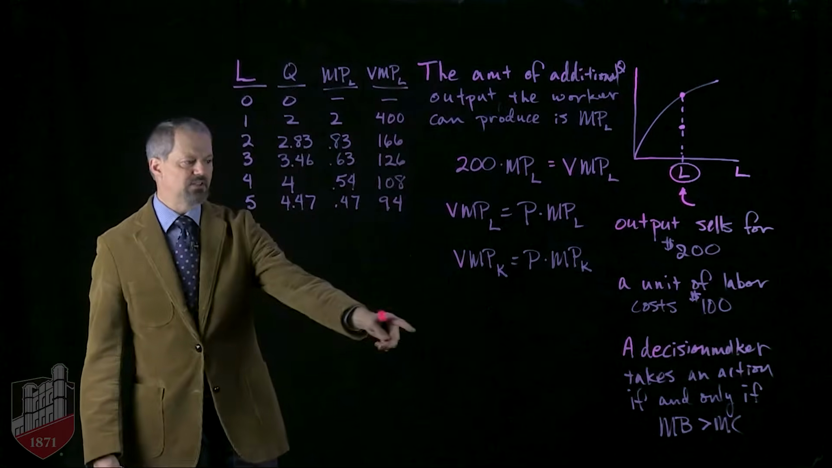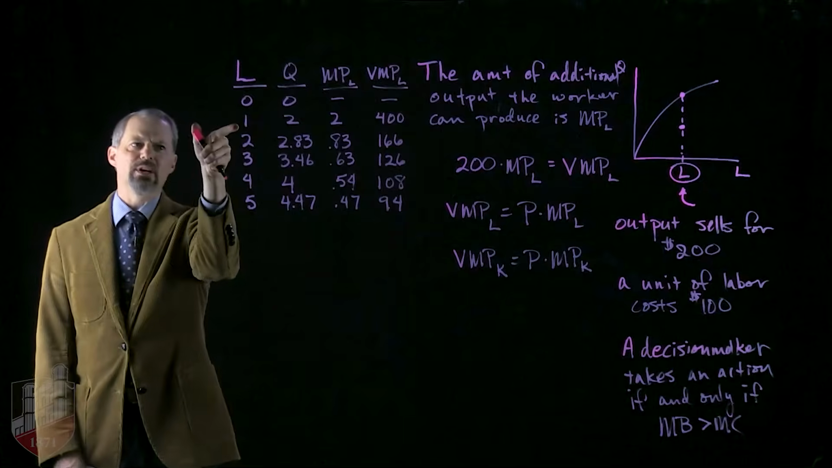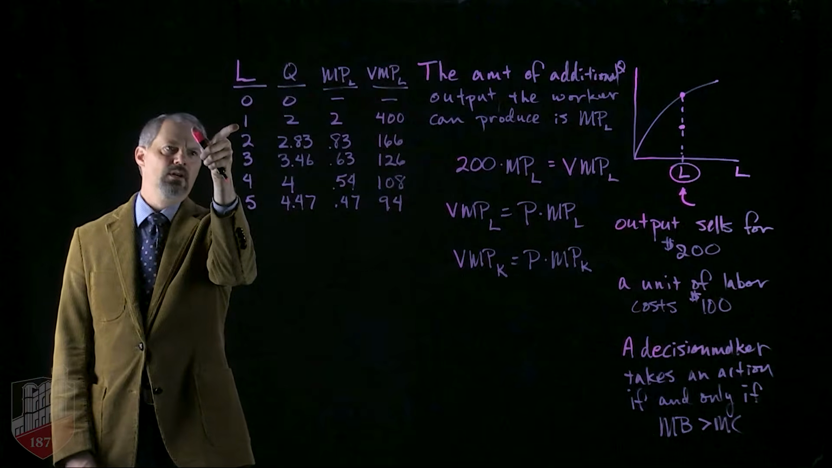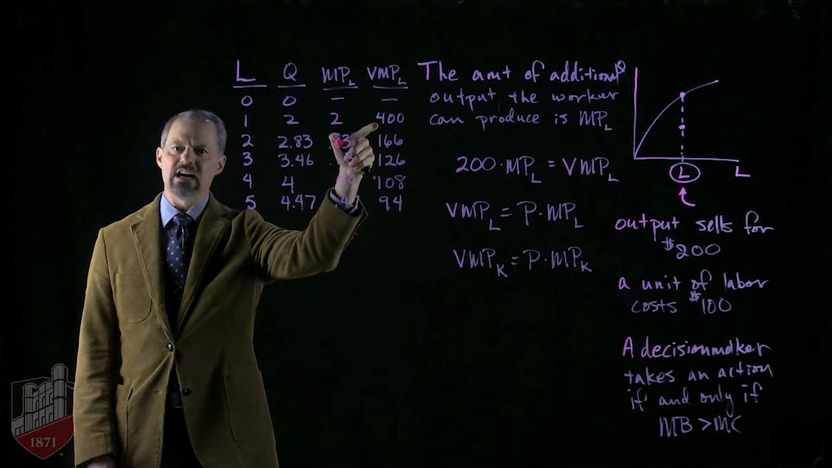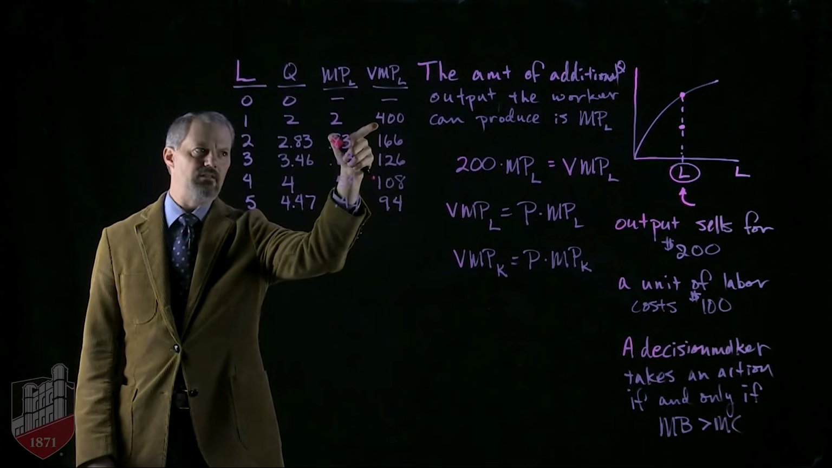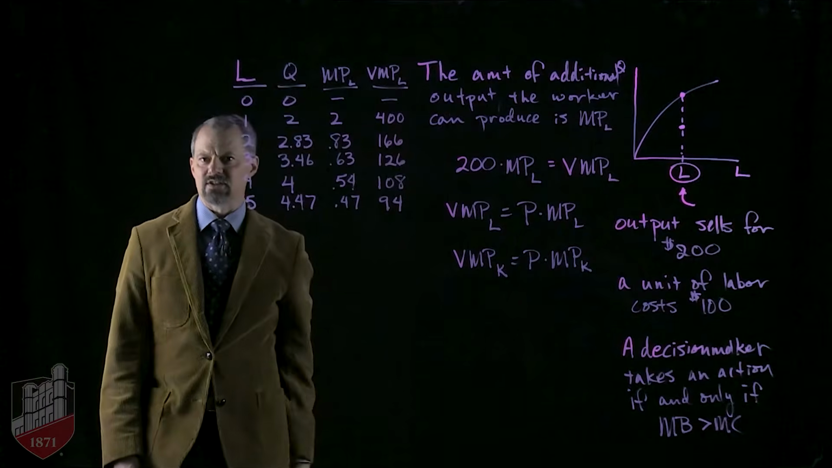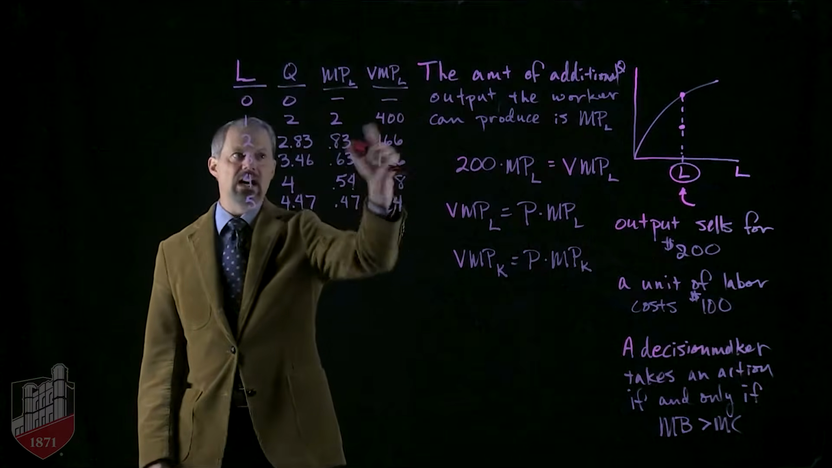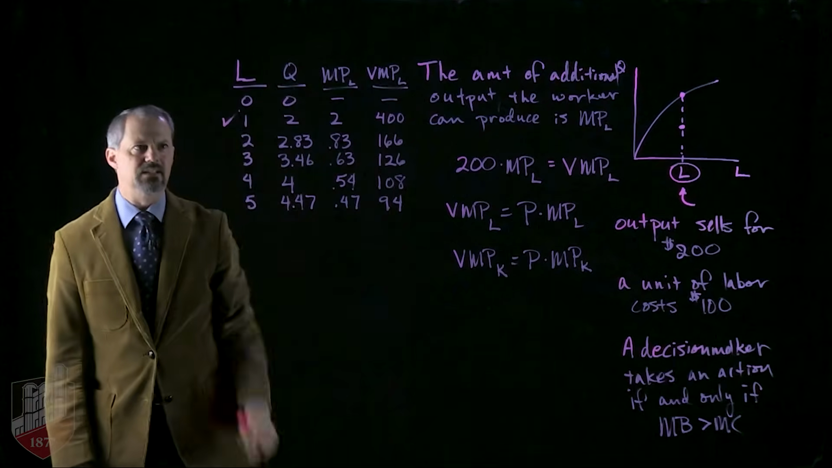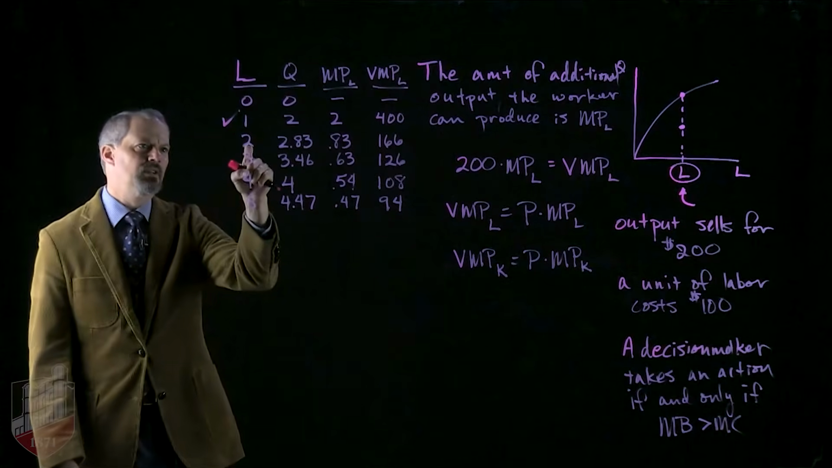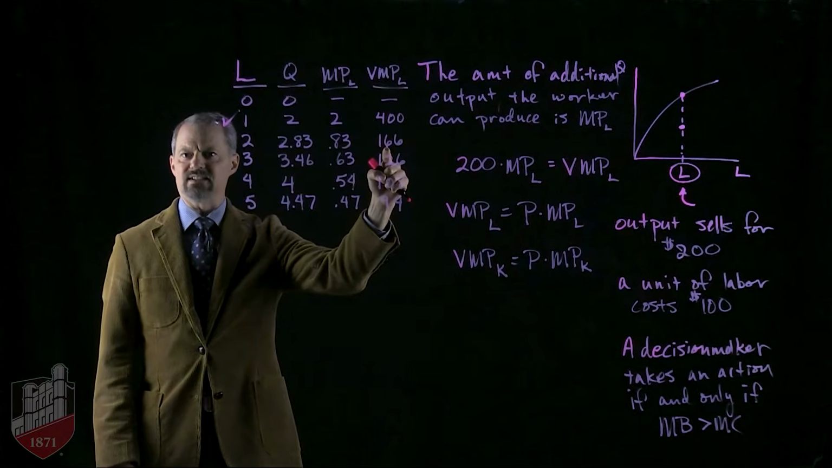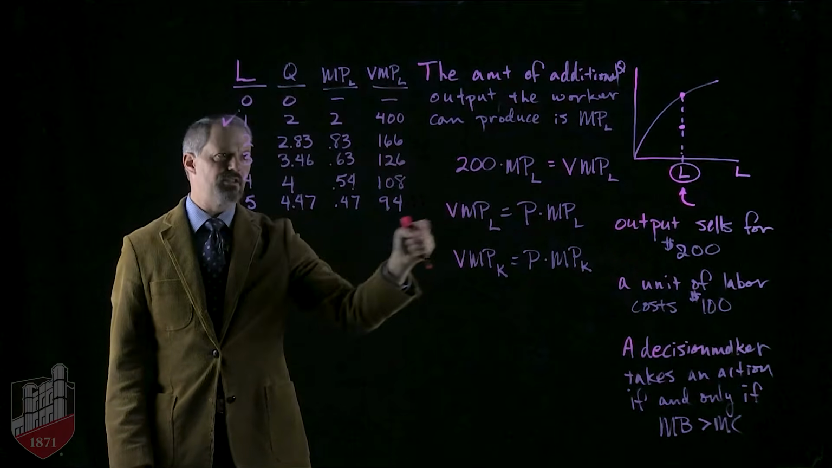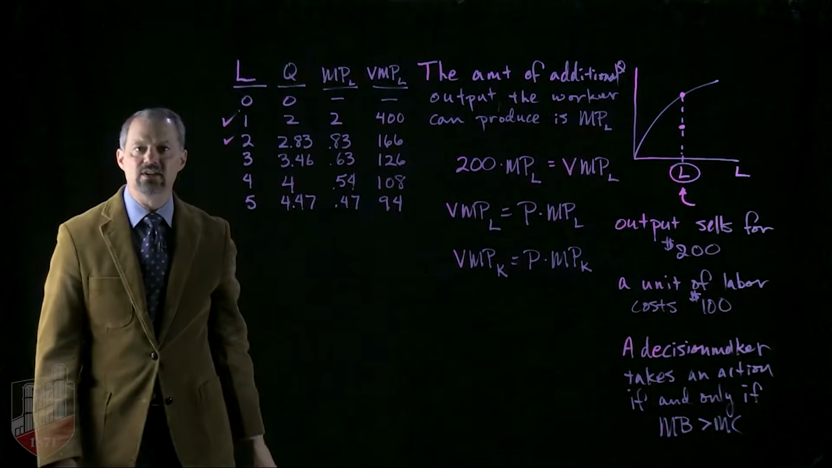So let's think about this rule. Should we hire the first unit of labor? Well, the value marginal product is 400. That's the value of what we get out of them. It only costs us 100, so yes, we should hire that unit of labor. That's a good idea. How about the second one? Well, the value marginal product is $166. That's greater than 100. Yes, that's a good decision.